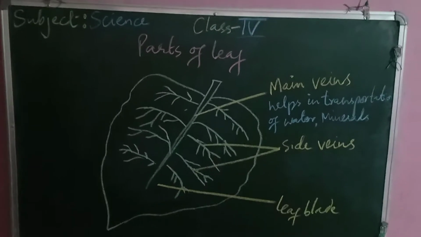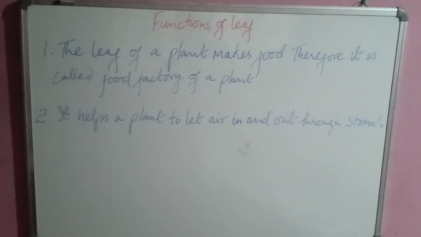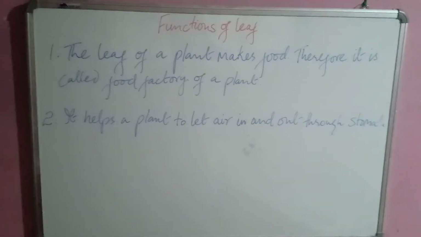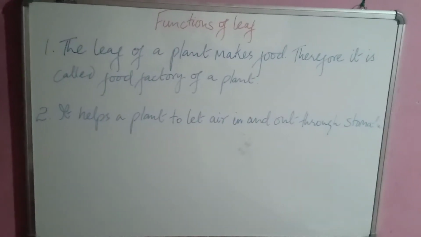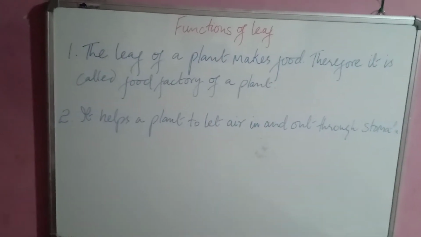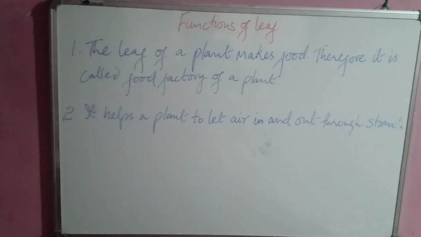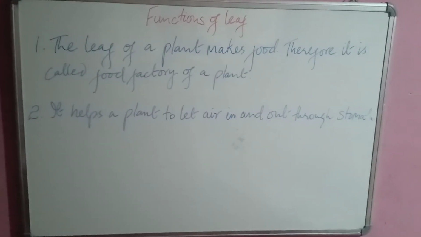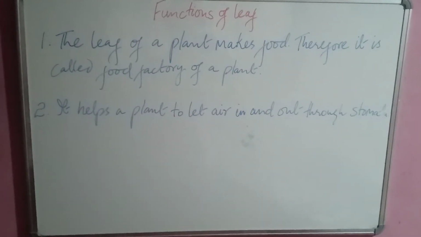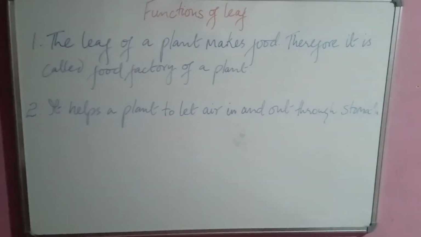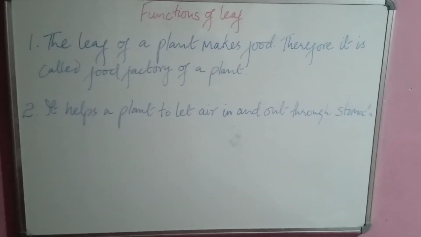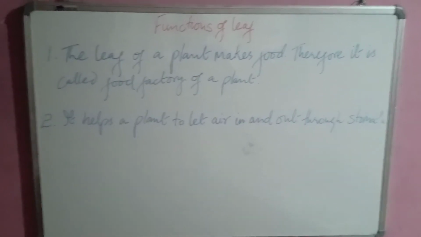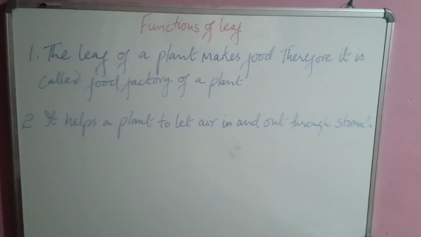After this we have functions of a leaf. A leaf performs the following functions. There are mainly two functions performed by a leaf. The first one is that the leaf of a plant makes food, therefore it is called the food factory of a plant. The second one is that it helps a plant to let air in and out through tiny holes called stomata.